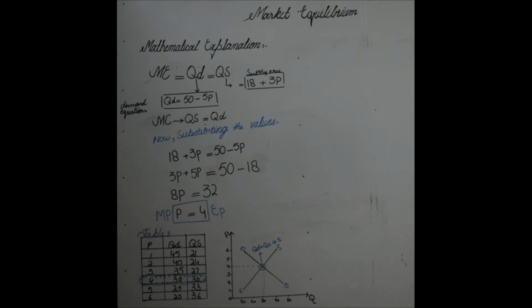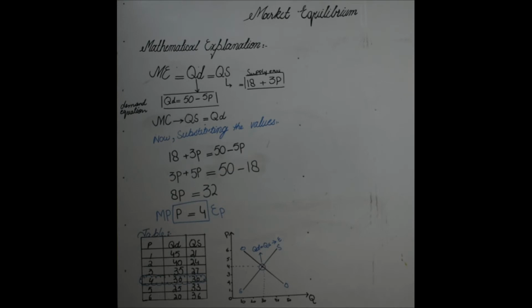So the market equilibrium means a situation where market supply is equal to market demand. I have written down ME is equal to, QD is equal to QS. ME is denoted for market equilibrium, QD for quantity demanded equals QS for quantity supplied. So if we are given supply and demand equations, we can find the equilibrium price and also the quantity.